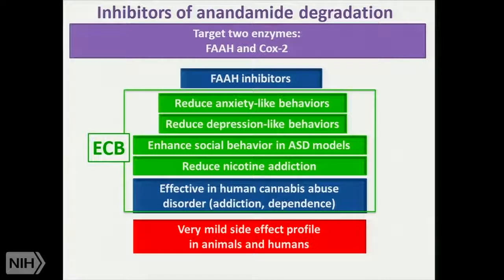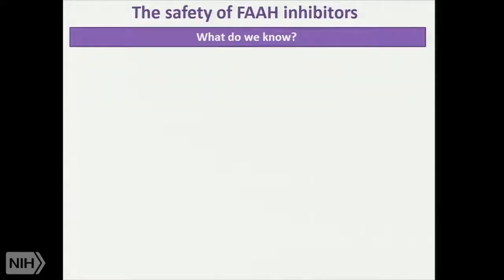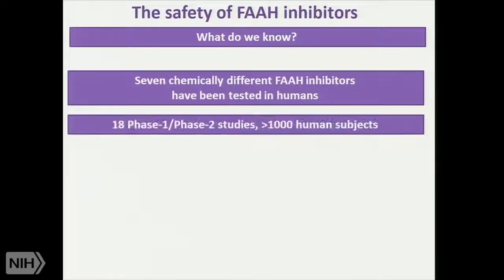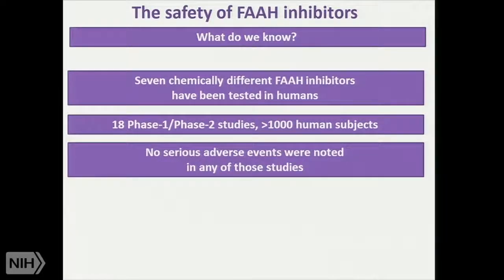The inhibitors of anandamide degradation predominantly target the enzyme FAAH, fatty acid amide hydrolase, and are effective in a number of animal models, and especially, as has been shown recently, in human cannabis abuse. They have a very mild side effect profile in animals and humans. I would like to point out that we know a lot about the safety of these compounds. FAAH inhibitors have been tested, 18 phase 1 and phase 2 studies have been conducted, over 1,000 subjects have been seen, and no serious side effects have been noted so far.